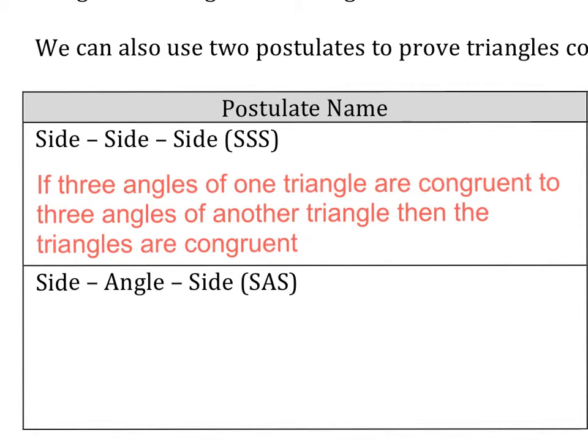All right, make that change, please. 3 sides of one triangle are congruent to 3 sides of another triangle. Oh, I get too excited sometimes. So side, side, side, hence the name. And we simply just call it side, side, side, or sometimes it's called side, side, side triangle congruence. If 3 sides of one triangle are congruent to 3 sides of another triangle, then the triangles are congruent.